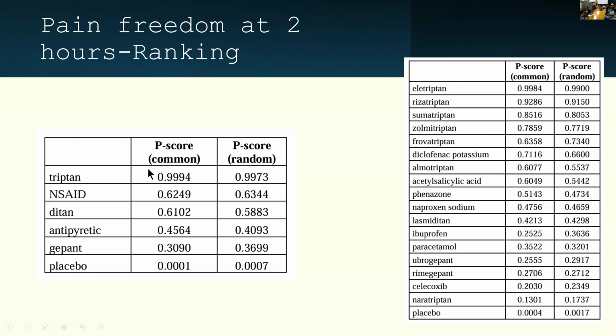So here you can see triptans, basically the p-score should be as close to 1 as possible. So here you can see that the p-score is highest for triptan. And this is the rank. Triptan is first, NSAID next, ditans is third, antipyretics fourth, and gepant fifth. So individually, eletriptan is the best triptan. Then sumatriptan comes here, and you have your placebo at the bottom. And your naproxen and your NSAIDs all seem to be in the middle of the table.